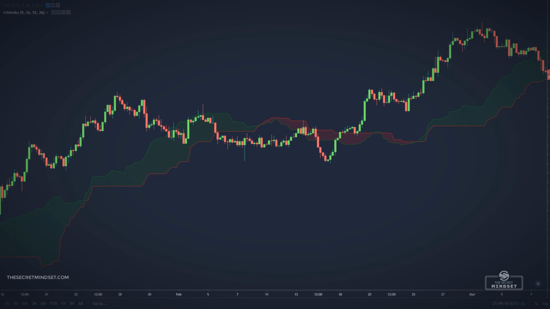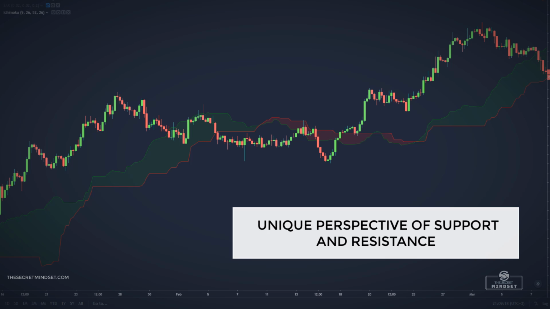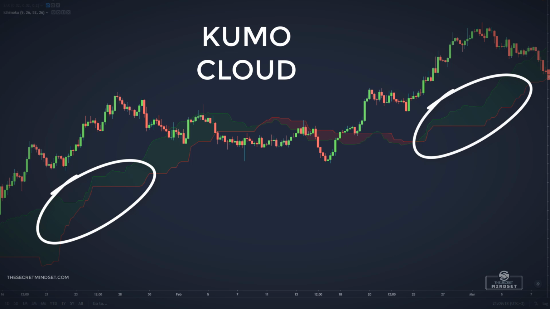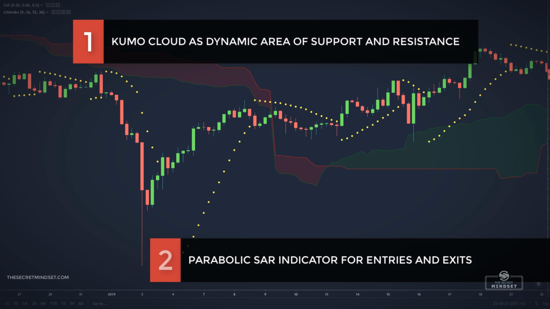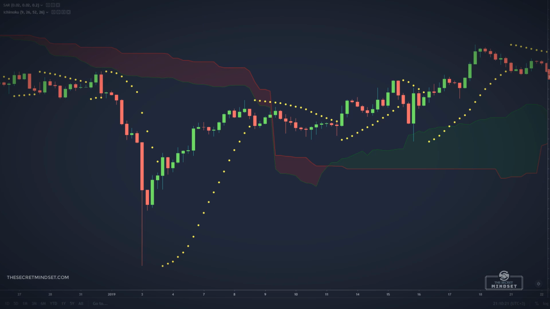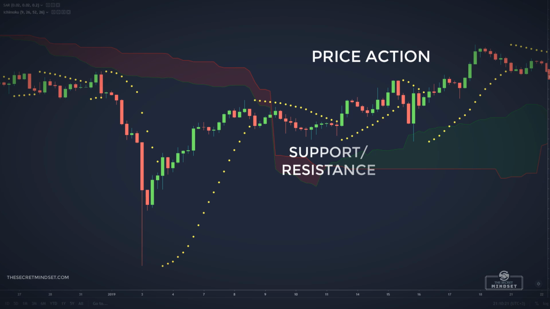Now, the advantage of using Ichimoku is the fact that it offers a unique perspective of support and resistance. The most important tool of the Ichimoku indicator is the Kumo Cloud, and this is all we need for our setup. So we have the Kumo Cloud as a dynamic area of support and resistance, and the Parabolic SAR for entries and exits. We also pay attention to price action for obvious patterns, static support and resistance levels, and breakouts.